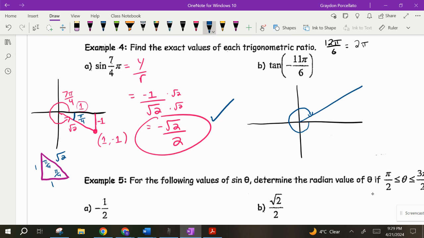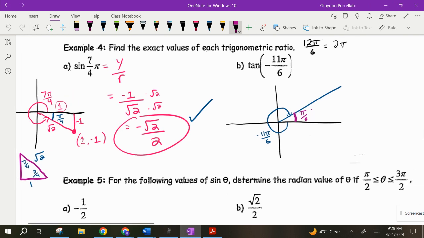And if this is negative 11 pi over 6, what's this little section left? Well, if we've gone 11 pi over 6, one more pi over 6 brings us to 12 pi over 6. So my related acute angle is pi over 6.